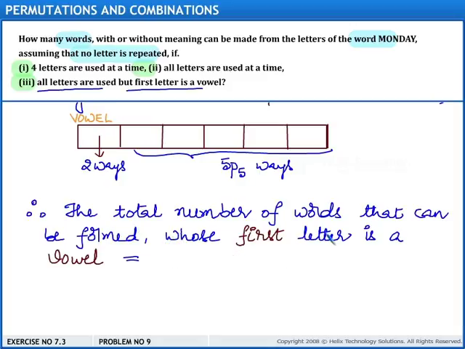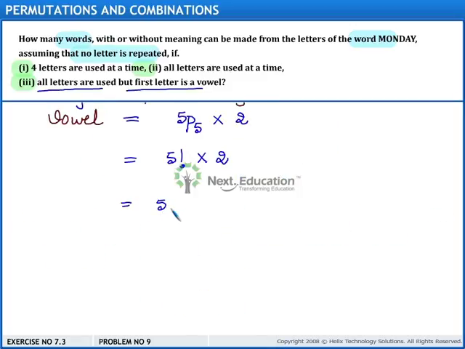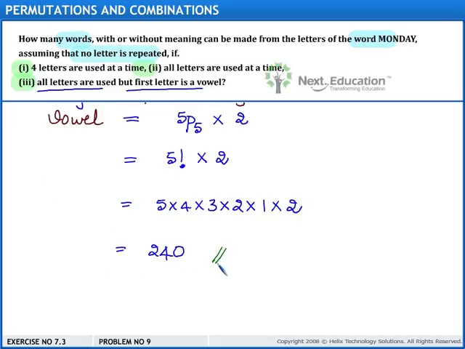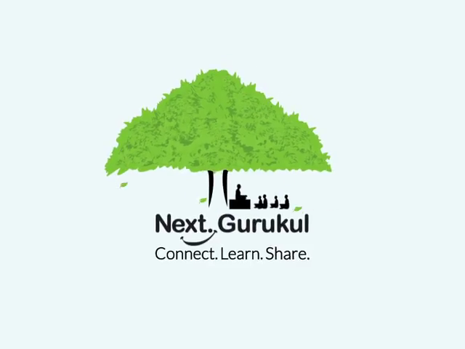Therefore, the total number of words that can be formed whose first letter is a vowel is equal to 5P5 into 2. So this is equal to 5 factorial into 2, which is 5 into 4 into 3 into 2 into 1 into 2. So this is equal to 240. So this completes the third part. With this, we have come to the end of the solution of this problem.